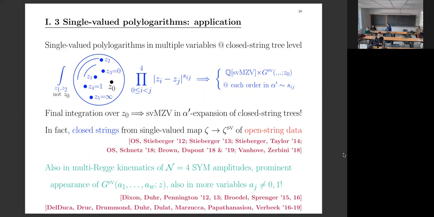So there is a great deal of applications of single-valued polylogs to the multi-Regge kinematics of N=4 super Yang-Mills. And a lot of practitioners of that research line have also constructed single-valued polylogs in multiple variables. Multiple variables you need if you do 7 and 8 and 9 point functions of N=4 super Yang-Mills, where the kinematic space in the multi-Regge limit is essentially a punctured Riemann sphere. That's really the reason why the single-valued polylogs also appear in N=4.